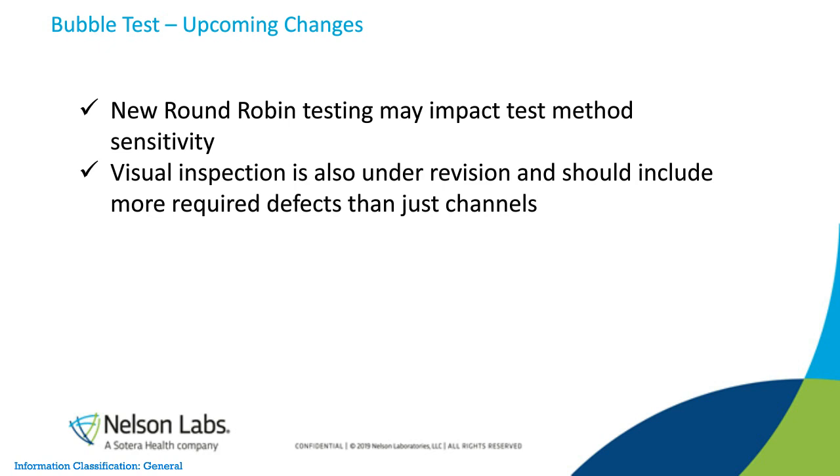Also, the visual inspection test standard, ASTM F1886, is under revision. The current version is focused on channels in the seal only, and we expect that the new revision will have some more required defects and probably some clearer definitions. So again, we'll just have to wait and see what happens here.